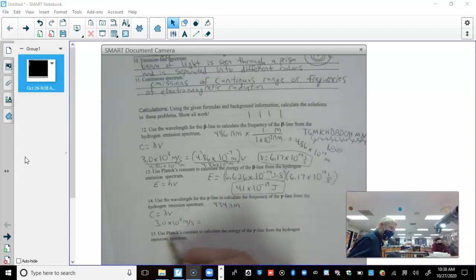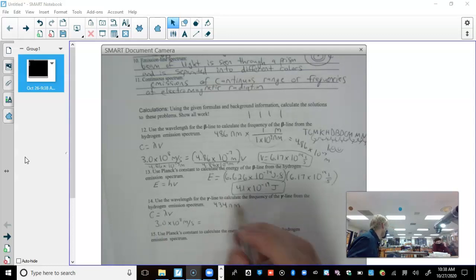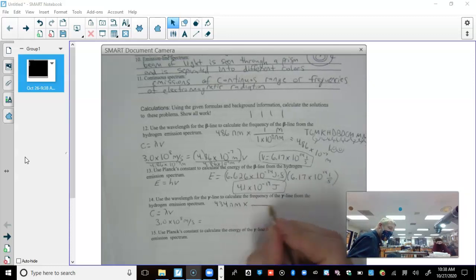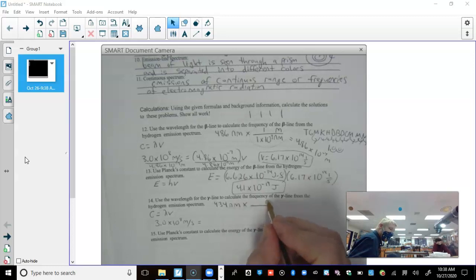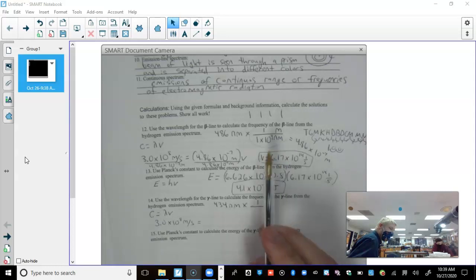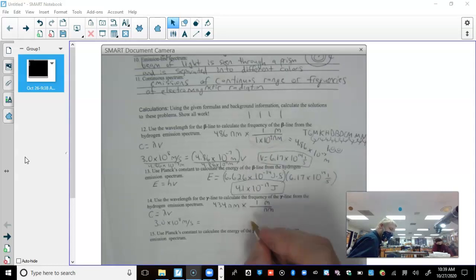So my speed of light, again, is 3 times 10 to the 8th. My wavelength is 434, but that's in nanometers. I got to convert it to meters. What's my conversion factor that I want to use? Meters is on top, nanometers on the bottom. How many nanometers are in a meter? Bigger than that. You got it. 1 times 10 to the 9th.